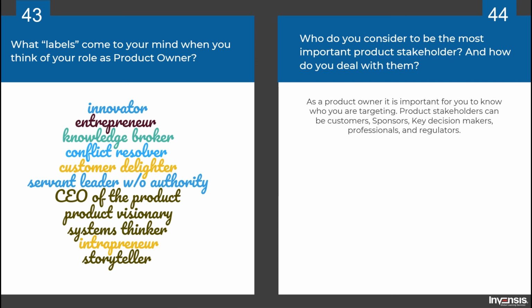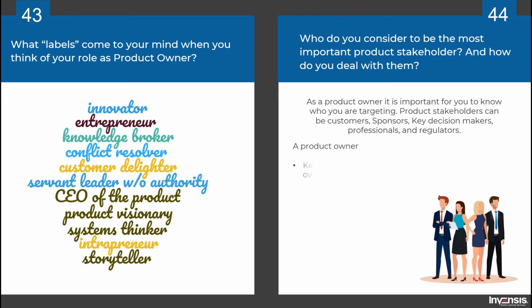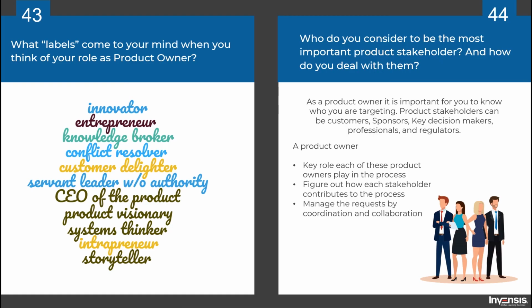As a product owner, it is important for you to know who you are targeting. From the beginning of the project till the very end, the product owner interacts with various stakeholders including customers, sponsors, key decision makers, professionals, and regulators. A potential product owner will know what key role each of these stakeholders plays in the process, and how to handle their requests. The first step is to figure out how each stakeholder contributes to the process. Then, you can manage the requests of various stakeholders by coordinating and collaborating with them through discussion while designing a product roadmap, seeking their input and feedback in designing and defining product backlog items, and preparation of sprint events. A consistent and constant collaboration will always help.